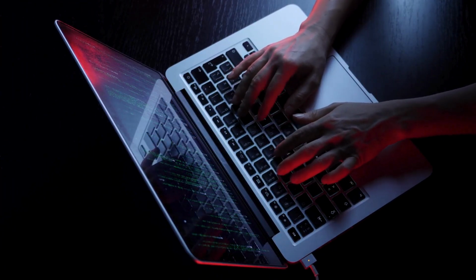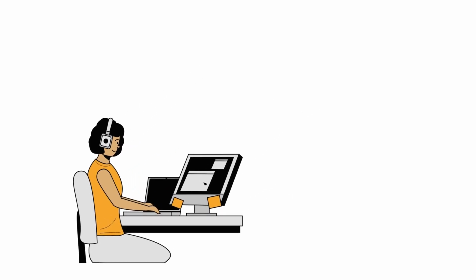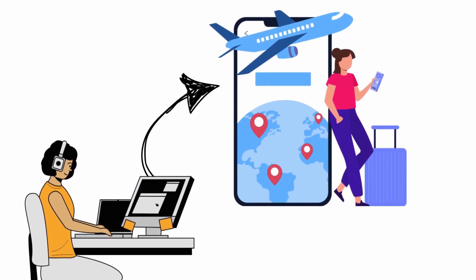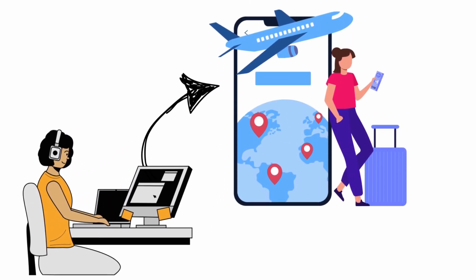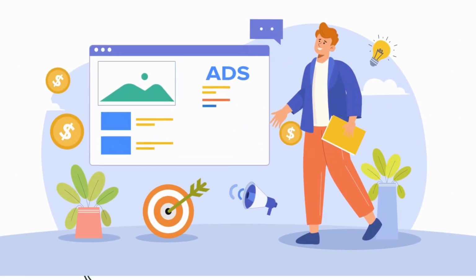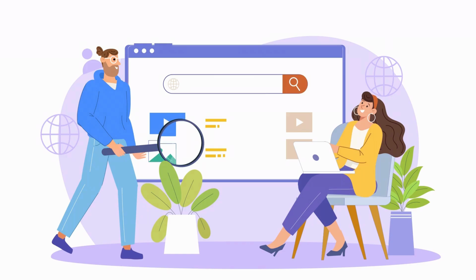Here's an example. Sarah is planning a vacation and spends some time searching for flights online. The next day, every site she visits seems to have banners promoting travel deals. That's a clear sign spyware is tracking her behavior, using the data it collects to show her ads related to her interests.